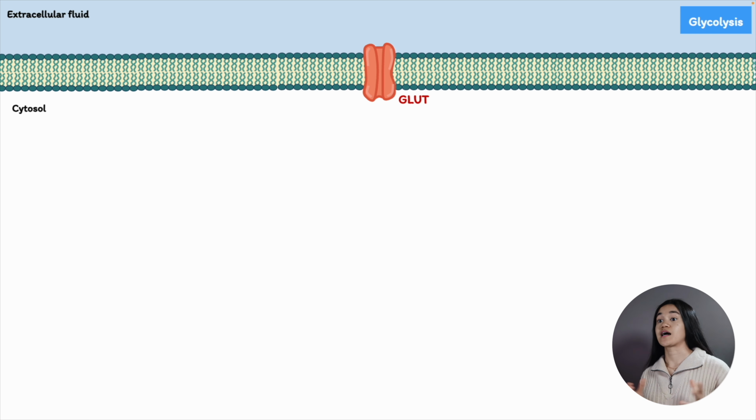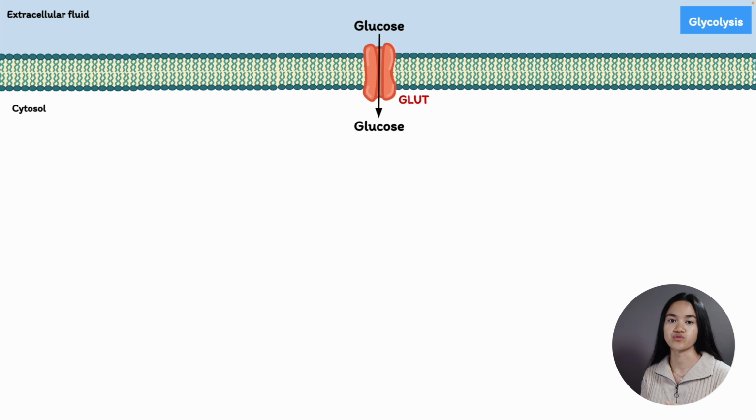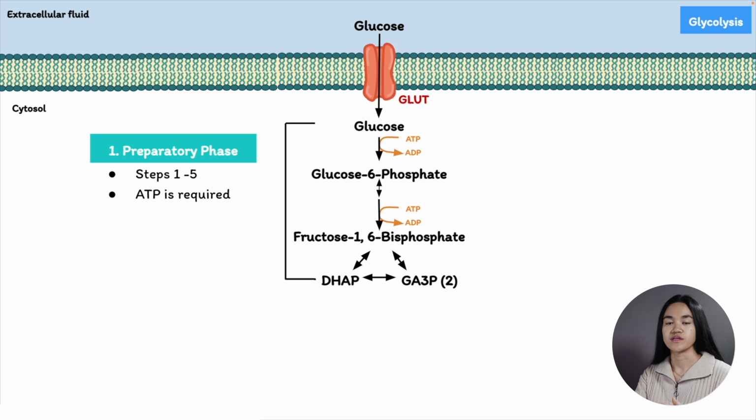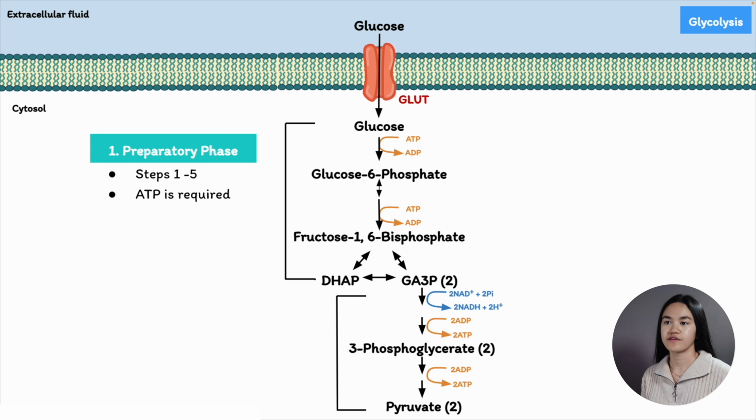Glycolysis occurs in the cytosol of the cell. First, glucose is transported into the cell via GLUT transporters, or glucose transporters. It occurs in 10 steps and can be divided into 2 phases. We have the preparatory phase, or the energy investment phase. This is steps 1 to 5. We have to invest some energy to get some back, inputs and outputs. Then in the payoff phase, steps 6 to 10, we're harvesting energy in the form of NADH and ATP.